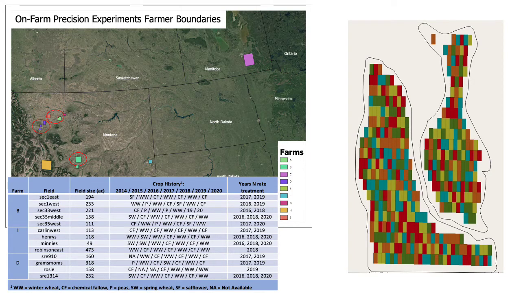We selected fields from the on-farm precision experiment project out of Montana State University, where we selected fields from two farms in northern Montana and one field from southern Montana. We selected fields from which we had at least 1 year of on-farm experimentation where we varied nitrogen fertilizer rates across the field. All of these fields were conventionally managed small grain dryland agroecosystems.